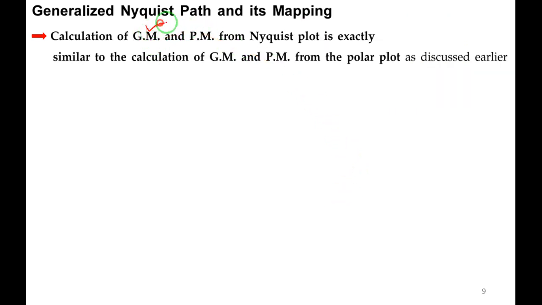Then calculation of gain margin, phase margin from Nyquist plot is exactly similar to the calculation of gain margin, phase margin what we have seen in the polar plot, right? We have seen how to calculate GM, PM, omega GC, omega PC from polar plot, right? The same thing applies here also, right?